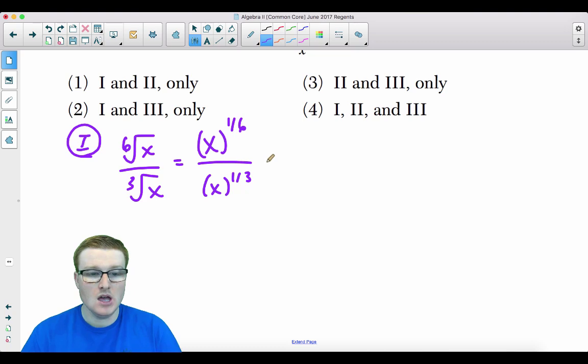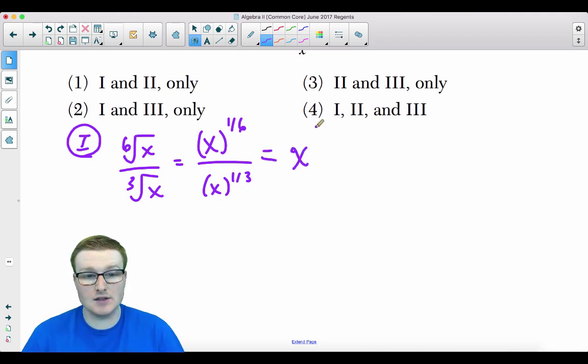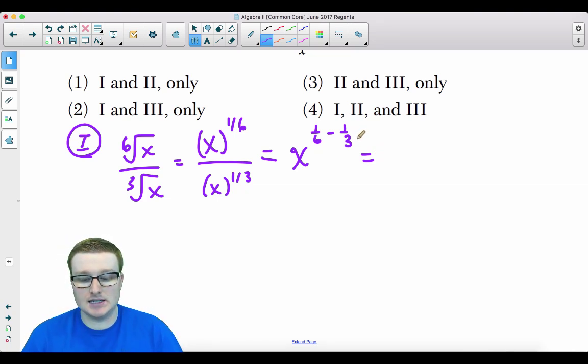Now we can simplify this. Since we're dividing, we can subtract the exponents, so x to the 1/6 minus 1/3. When we find the LCD, in this case it is 6. So when you multiply the top and the bottom by 6, you get an answer of x to the negative 1/6 power, when you take 1/6 minus 1/3.